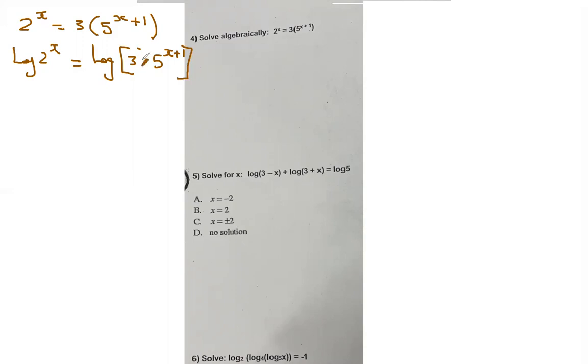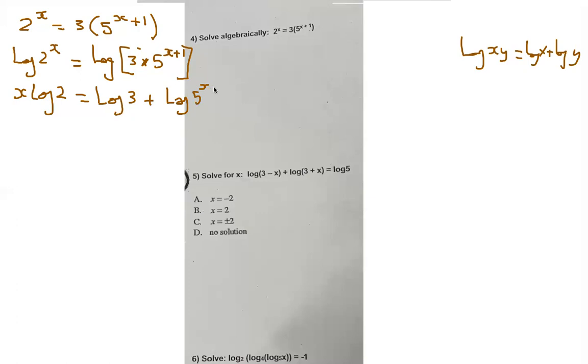Now remember, this here is multiplication, okay? Let's bring the x down here. So we have x log 2 equals, when it's multiplication, you could change this to log 3 plus, expanding the logs. When you're multiplying two things, you could change it to a sum of logs. So just to tell you what the rule is: when you have log xy, you could change it to log x plus log y. So that's what the rule is, okay? So now we're gonna change it to log 3 plus log 5 to the power of x plus 1.